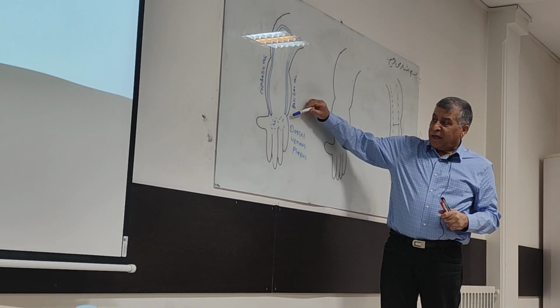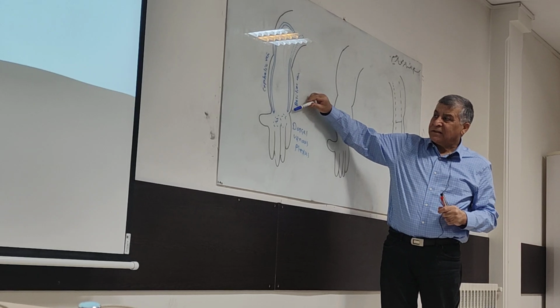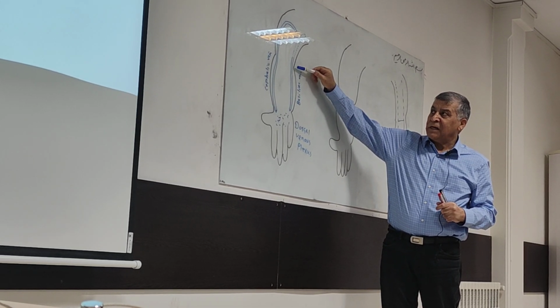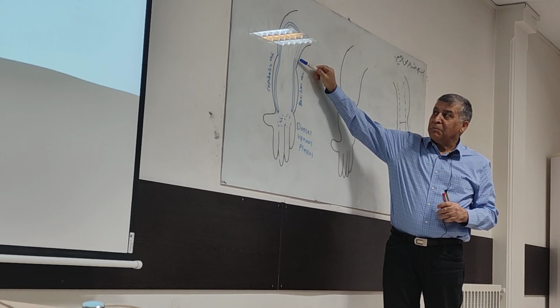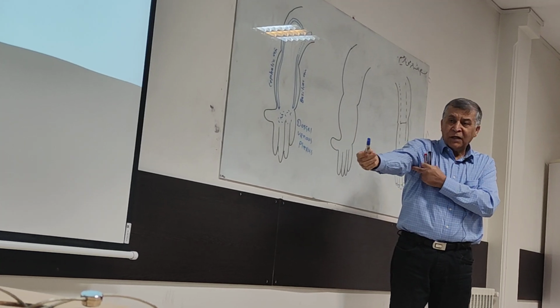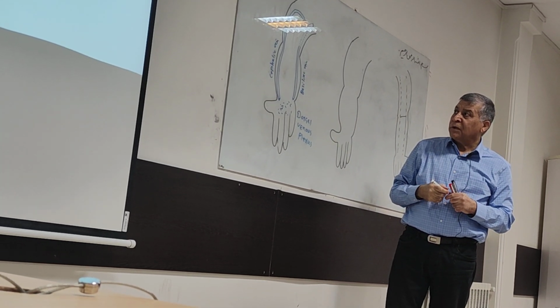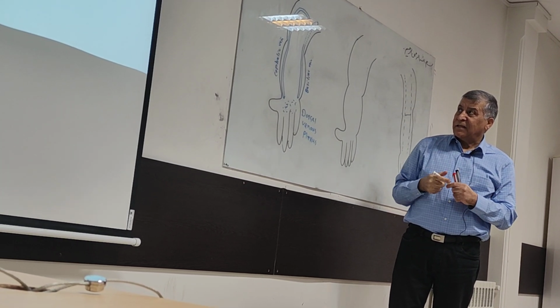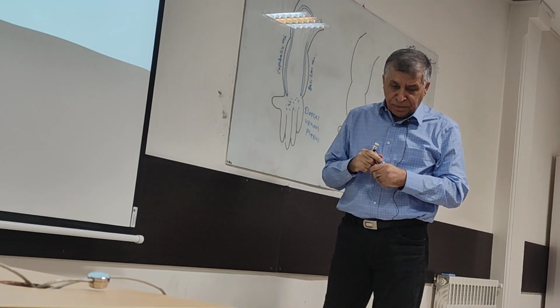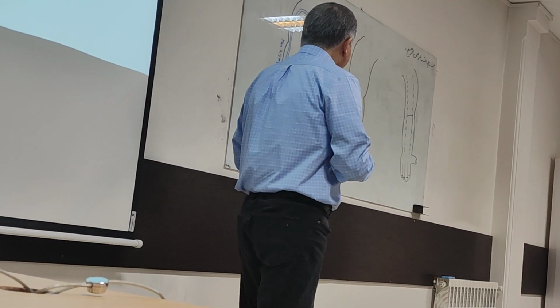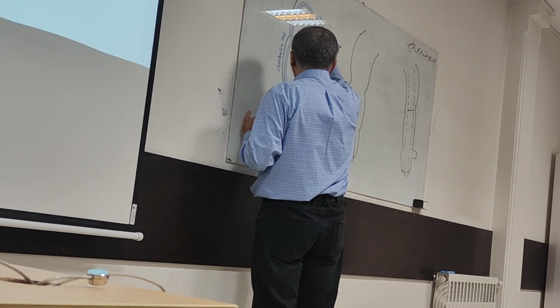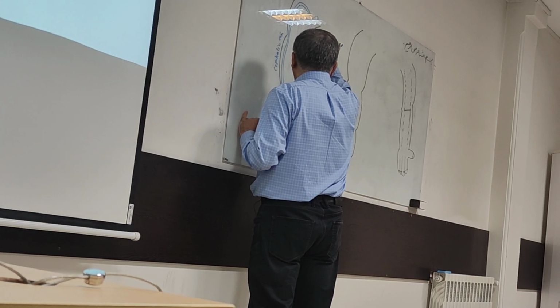The basilic vein ascends into the upper limb, and in the midpoint of the arm, pierces the deep fascia and is changed to the axillary vein.